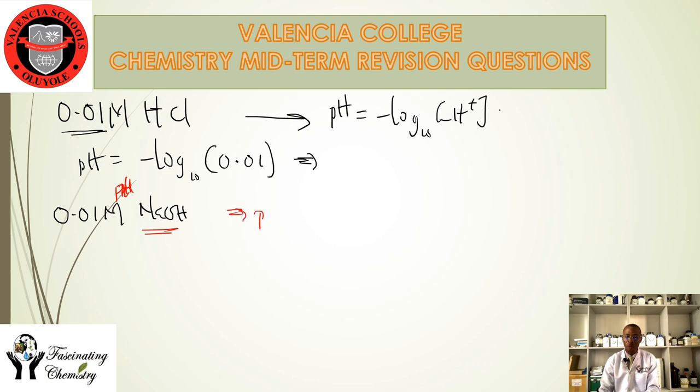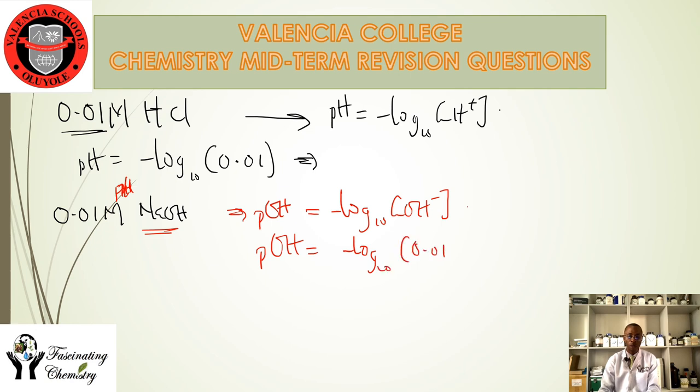Remember, pOH is the concentration of hydroxyl ion in a base or in an alkali. So now that you are given an alkali, the first thing you can calculate from this NaOH is the pOH, from which you can then obtain your pH. So the pOH expression is also minus log to base 10 of hydroxyl ion concentration. So our pOH equals minus log to base 10 of that value there, which is 0.01. This will give us the pOH value. Let's say it is X.